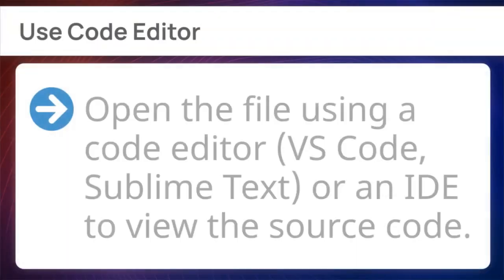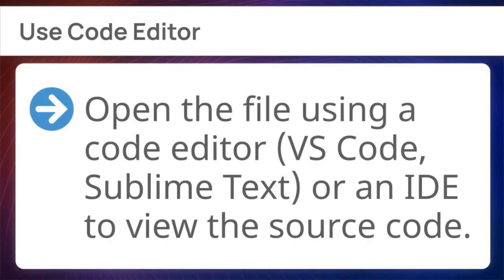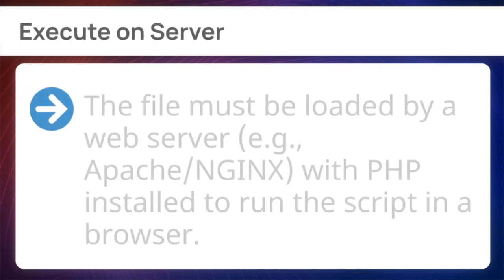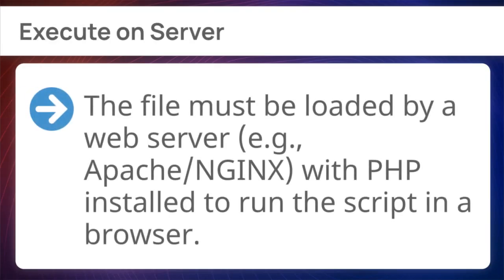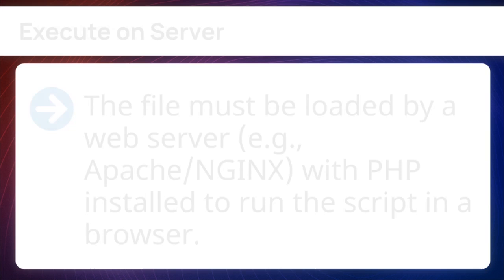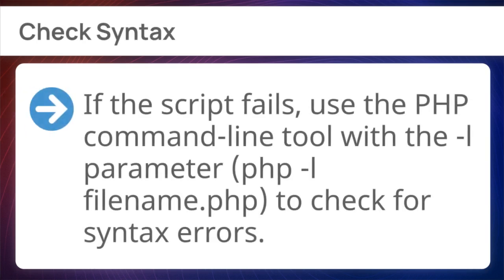First, use a code editor. Open the file using a code editor, VS Code, Sublime Text, or an IDE to view the source code. Next, execute on a server. The file must be loaded by a web server, e.g. Apache or nginx, with PHP installed to run the script in a browser. Finally, check syntax. If the script fails, use the PHP command line tool with the -l parameter, php -l filename.php, to check for syntax errors.